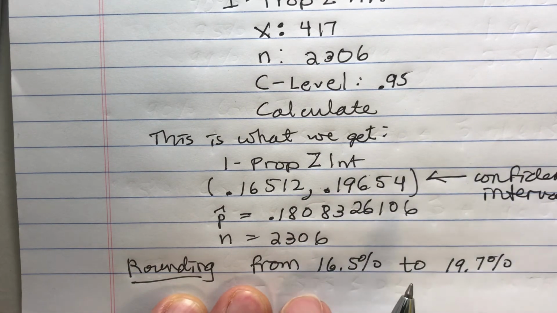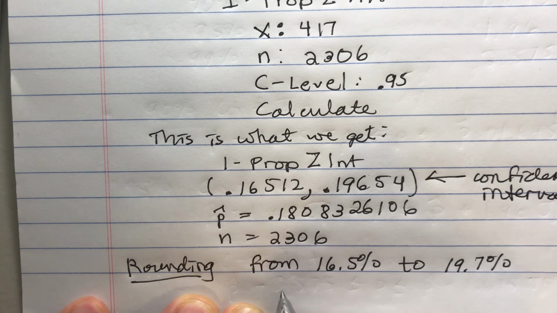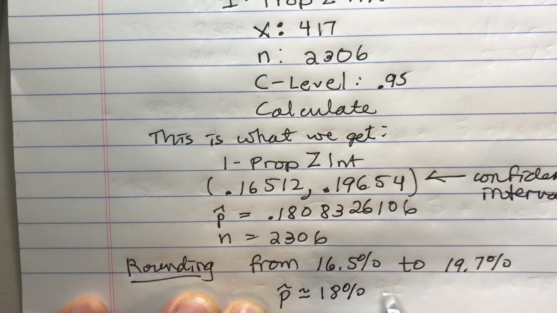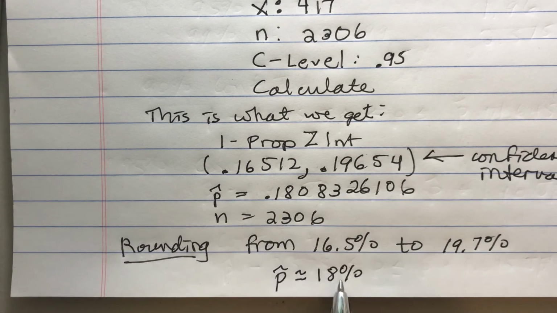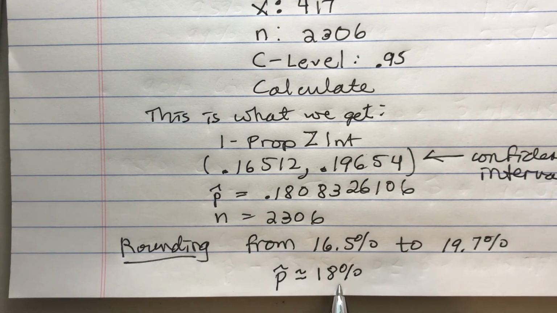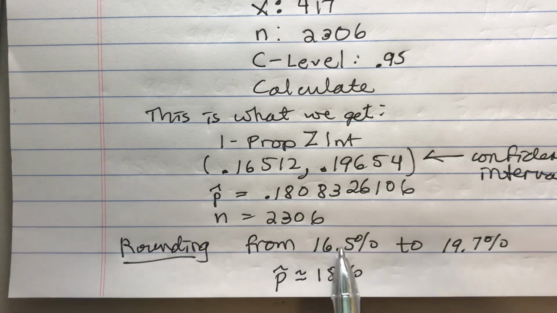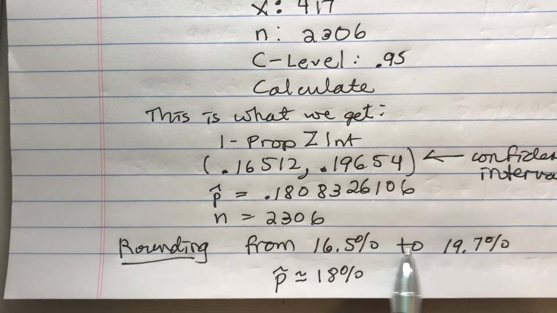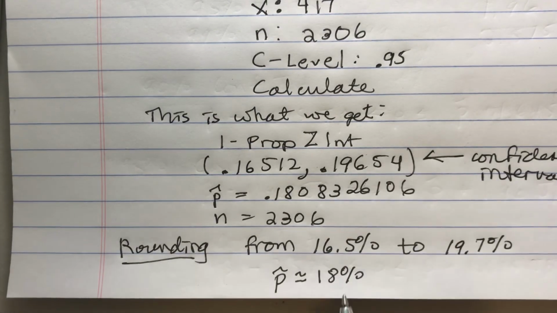So this is our confidence interval. The answer is p hat is about 18%, but the true value for the proportion is maybe not exactly 18%. It's between 16.5% and 19.7%. So we have 95% confidence that it's in between there. It doesn't mean it necessarily has to be in between those numbers.